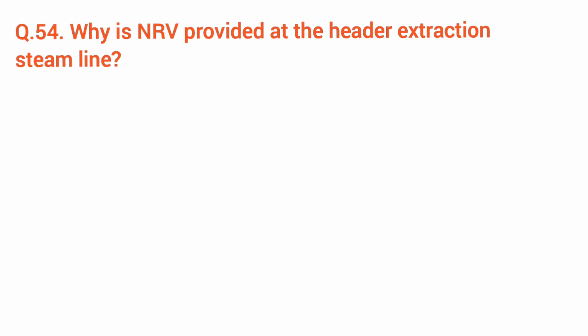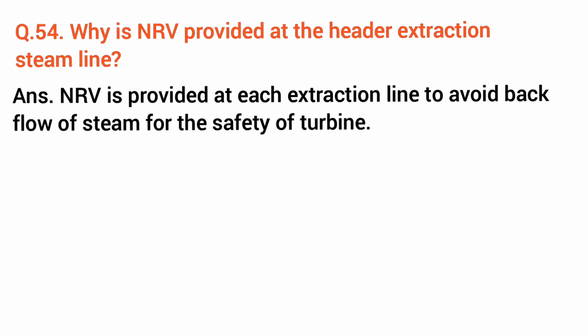Why is NRV provided at the header extraction steam line? NRV is provided at each extraction line to avoid backflow of steam for the safety of the turbine.